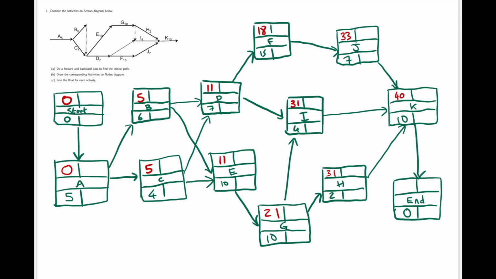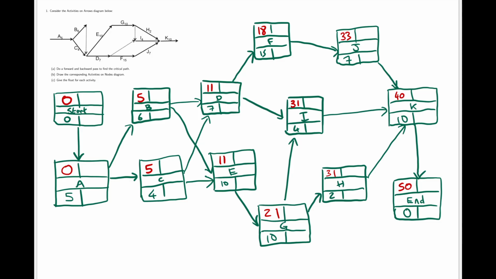And what's the earliest time we can end the project? We need K to have finished. The earliest time that can happen is 40 plus 10, which is 50. So that's our forward pass. We will then do a backward pass to find the latest times we can start each activity. So we'll begin at the end.